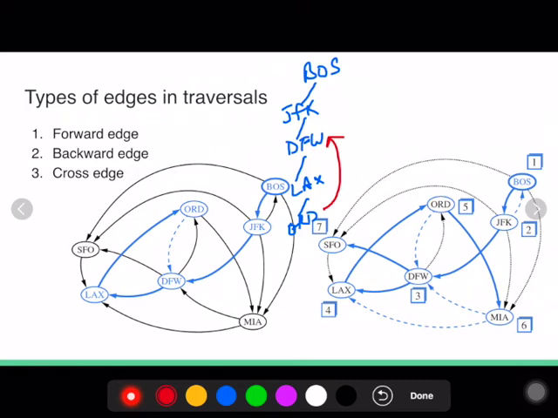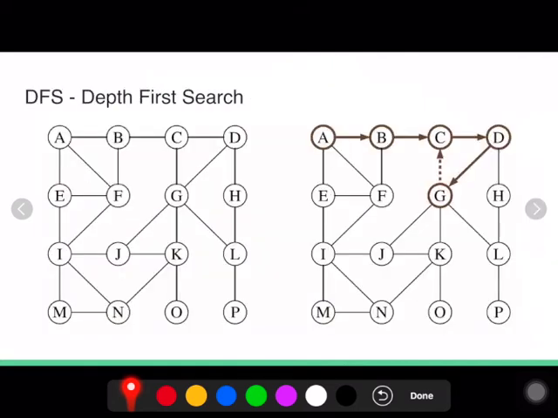Now cross edges are those edges which are neither going to an ancestor nor going to a descendant. So cross edges can be something like the edges between siblings, etc. Those are treated as cross edges. You can see in the example given here, all the black dotted lines are treated as cross edges, because they are edges which are neither forward nor backward. That means they might be connecting some of the siblings in the tree, so they are treated as cross edges. So coming to the first traversal algorithm, which is DFS.